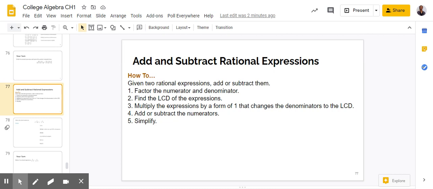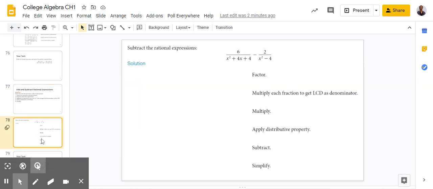After that, we'll multiply the expressions by some form of 1 that changes the denominators to that lowest common denominator, and then we can add and subtract the numerators since we have the same denominator. So these rules are very similar to what we did with regular fractions, so it's not going to change.